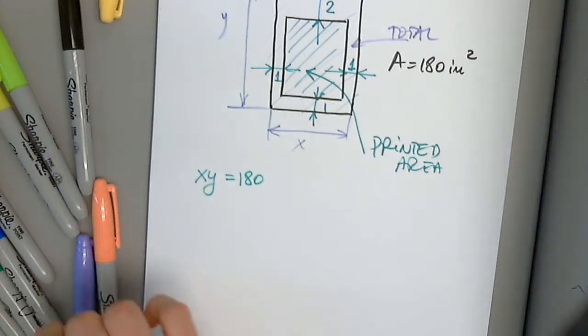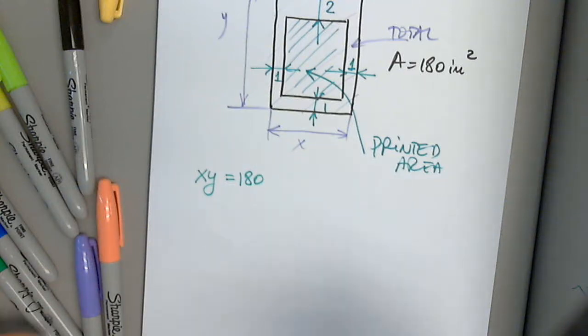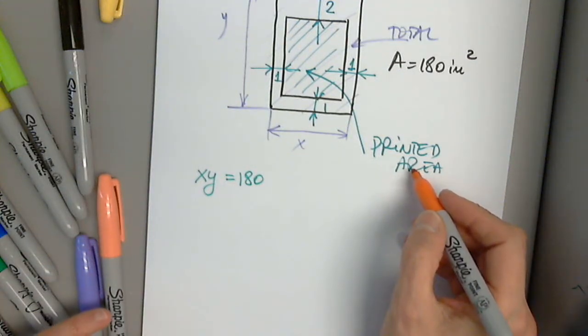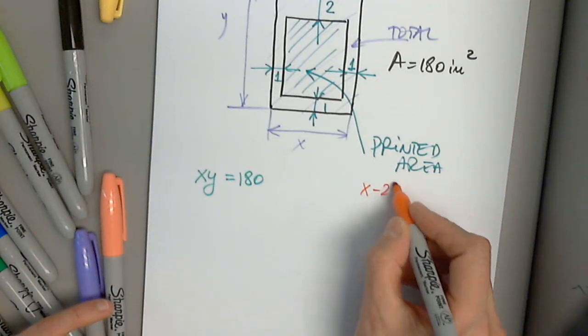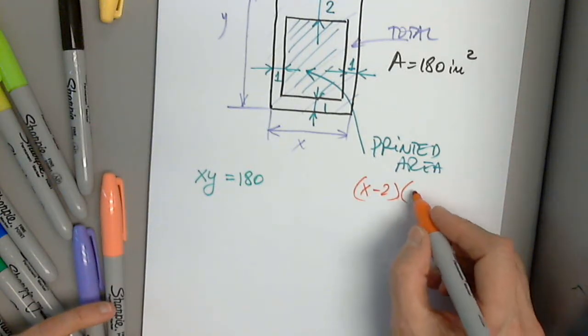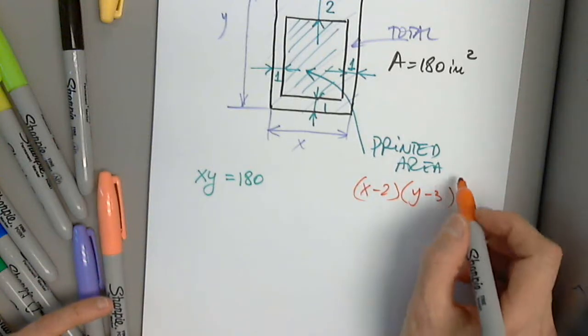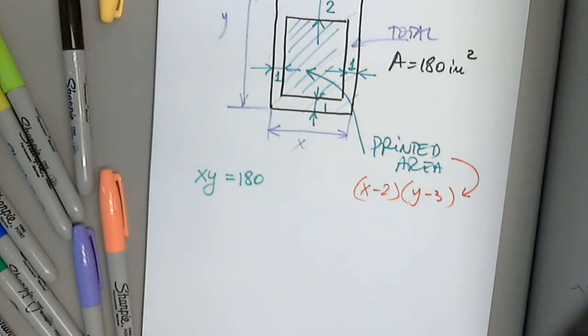We also know that the dimensions of the printed area will be X minus 2, very good, times Y minus 3. So this is the printed area. This is what we know so far.